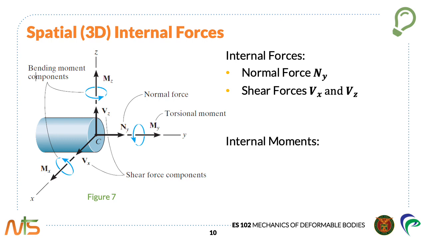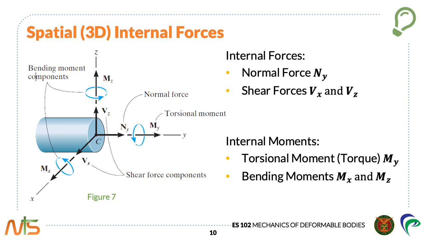My is a torsional or twisting moment since it causes the member to rotate along its axis. And Mx and Mz are bending moment components since they cause the member to bend. For most applications, these resultant loadings will act at the geometric center or centroid C of the section's cross-sectional area. Although the magnitude for each loading generally will be different at various points along the axis of the member, the method of sections can always be used to determine their values.